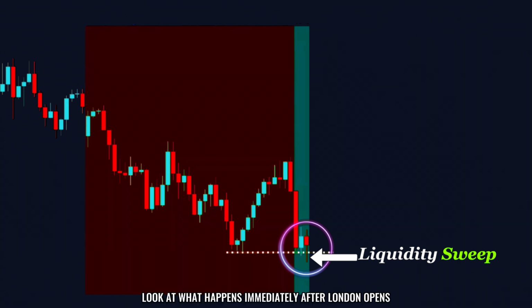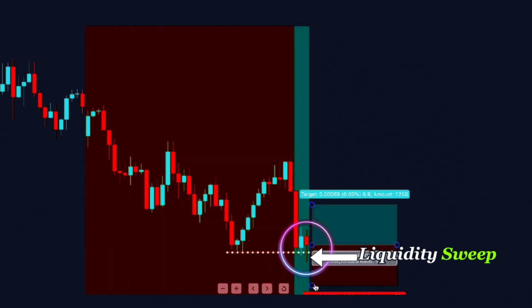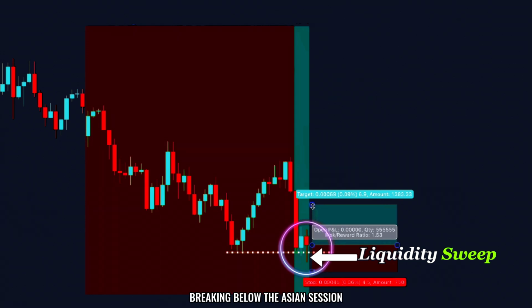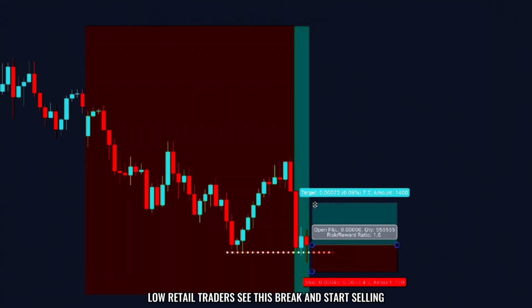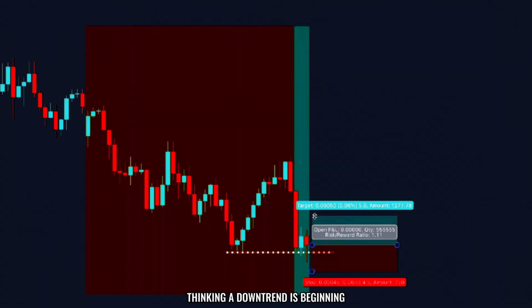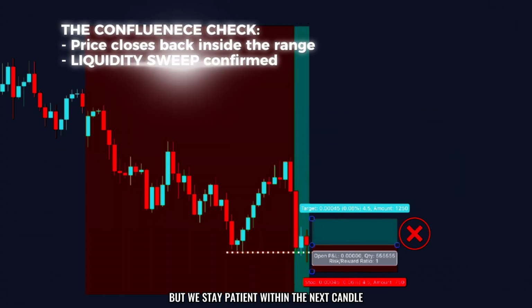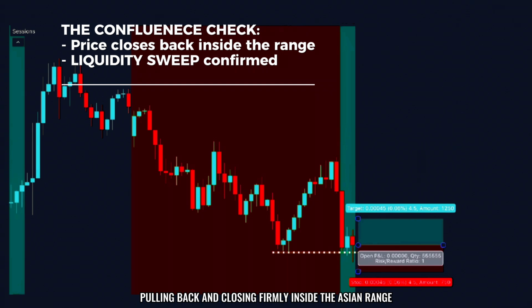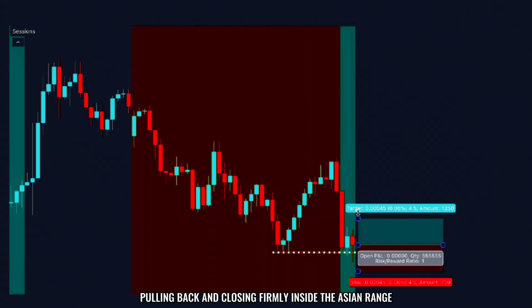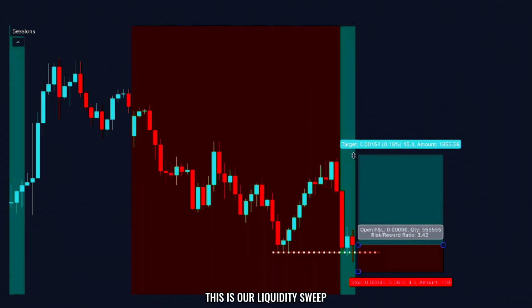Look at what happens immediately after London opens. The price drops sharply, breaking below the Asian session low. Retail traders see this break and start selling, thinking a downtrend is beginning. But we stay patient. Within the next candle, the price aggressively reverses, pulling back and closing firmly inside the Asian range. This is our liquidity sweep.